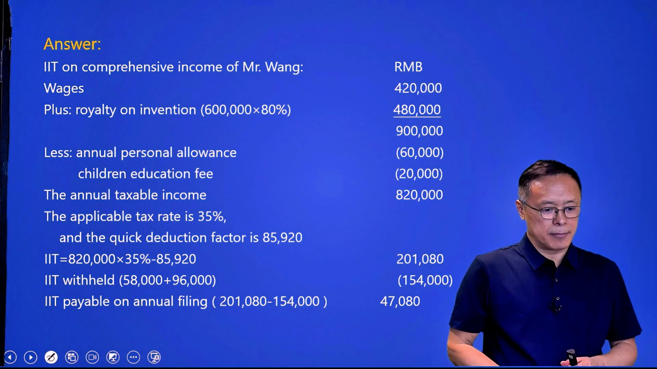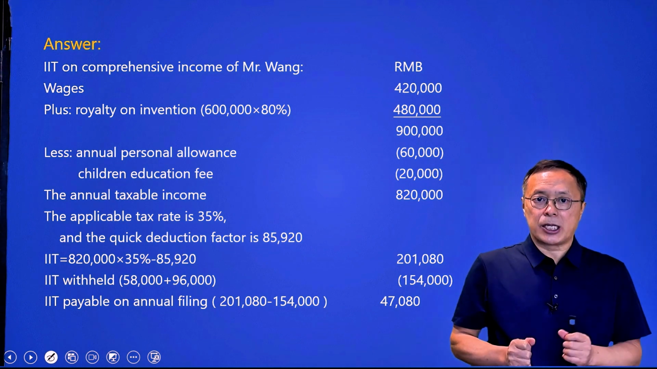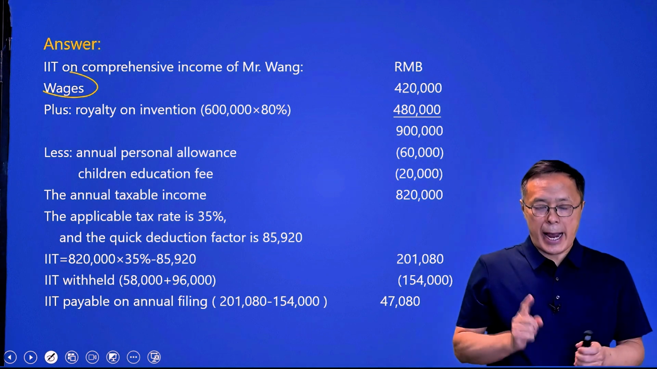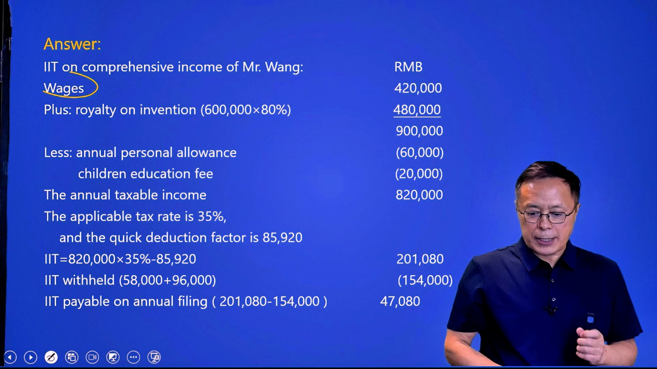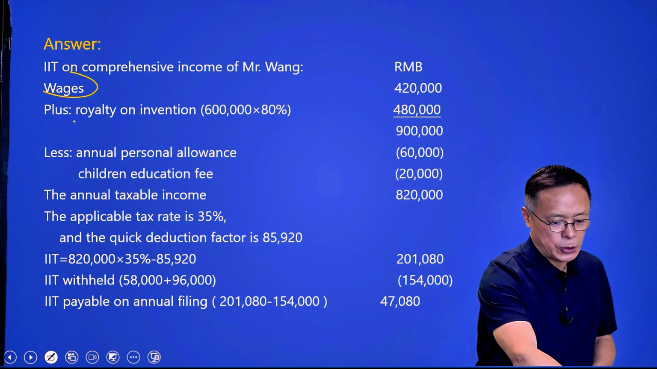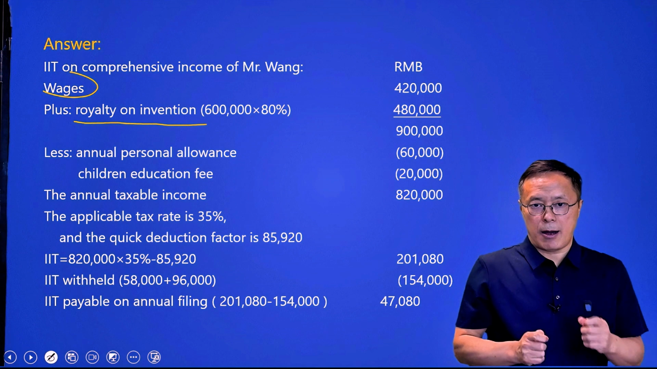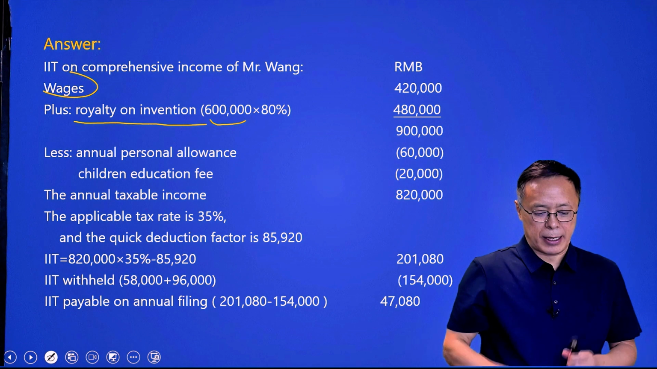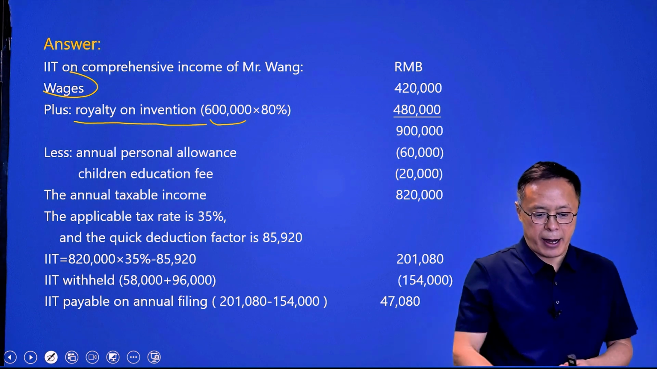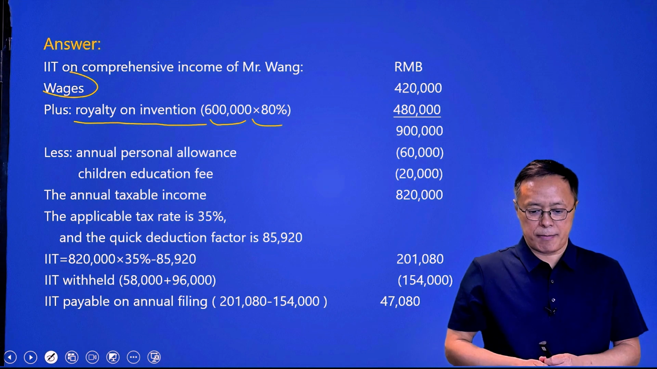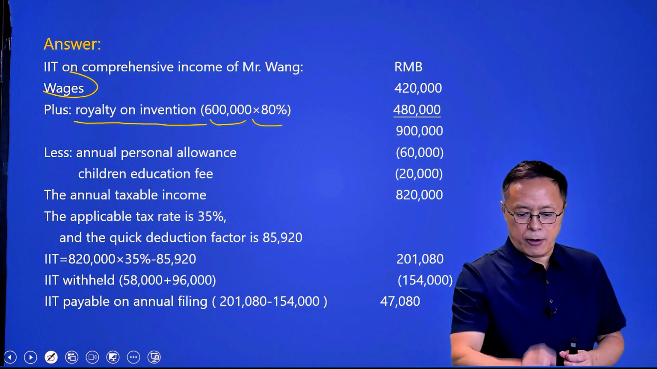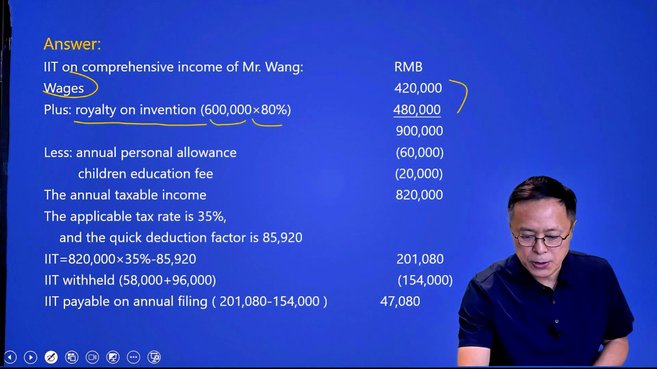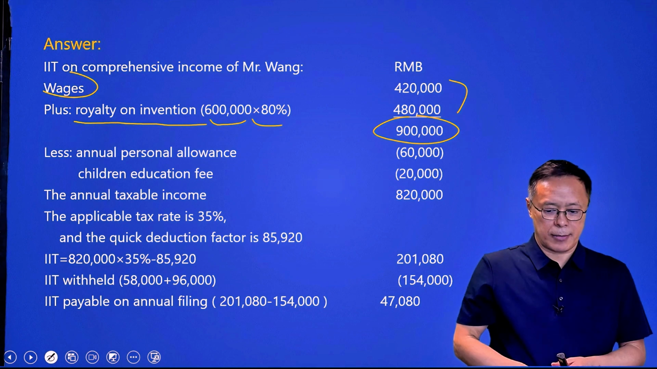Here, look at the answer. IIT on comprehensive income of Mr. Wang, the first item, is the annual salary. The amount is 420,000, plus royalty on invention, which is also the annual royalty income. The full amount 600,000 less 20% deduction, so here times 80%. The value is 480,000. So the total income equals 900,000.